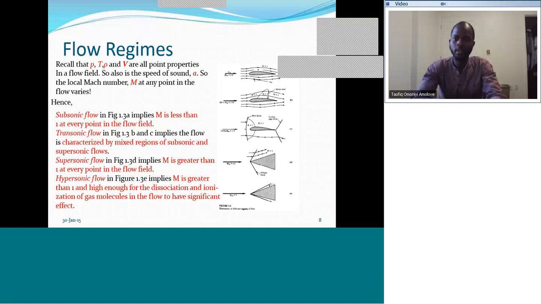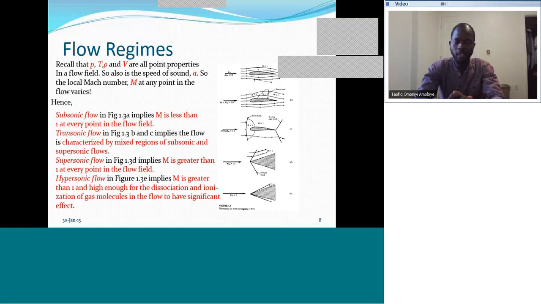So the speed of sound, which is directly related to the temperature of the medium, is also varying within the flow field. So that the local Mach number, being the ratio of the speed of the object over the speed of sound, will also be varying at every point in the flow. Hence, we can now define flow regimes.